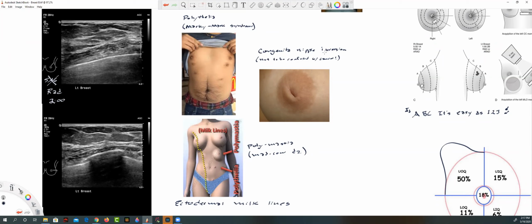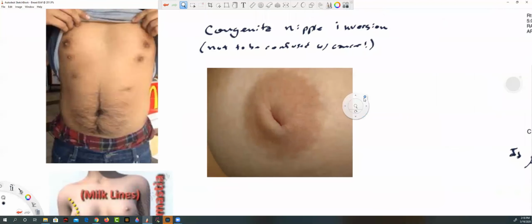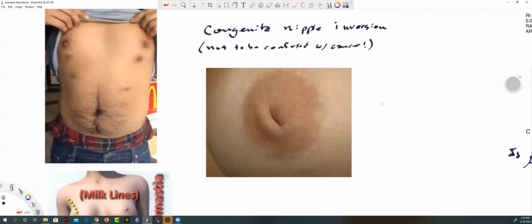Congenital nipple inversion. The only reason to even really mention this is that some nipples are inverted. It's not to be confused with cancer. My writing's a little small on that, because remember, we did talk about skin retraction, and the nipple can retract as well. So if you have cancer behind the nipple, it actually pulls down as it's reaching out and grabbing tissue. It actually pulls down on the nipple. But if they've always been like this, well, no big deal.